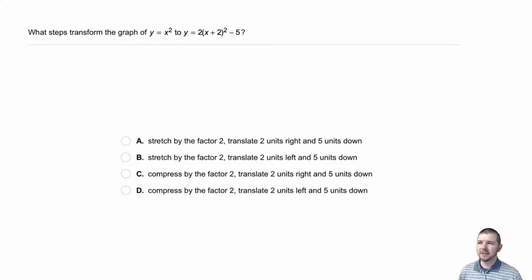Your turn. What steps transform the graph of y equals x squared to y equals 2 times the quantity x plus 2 squared minus 5?